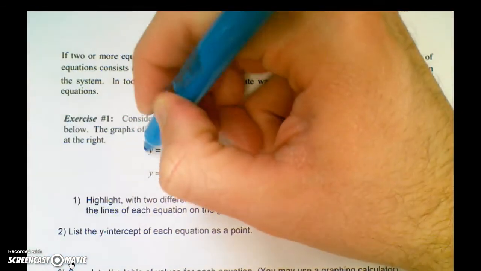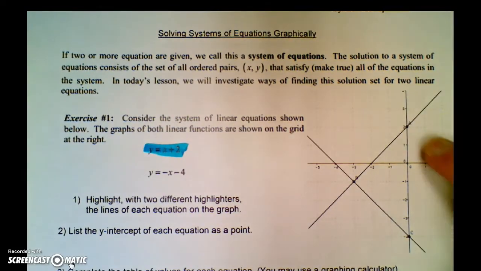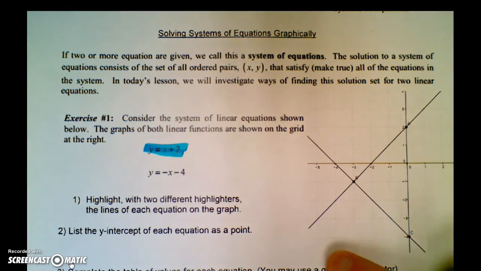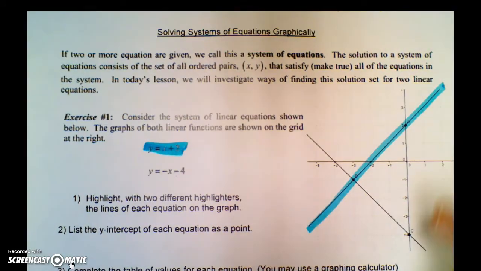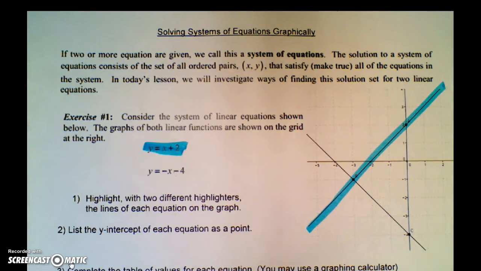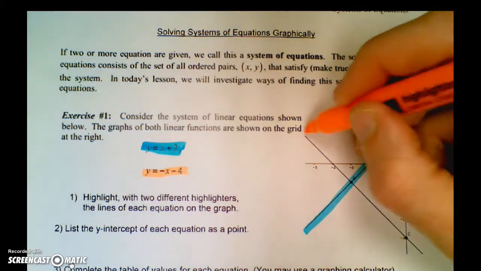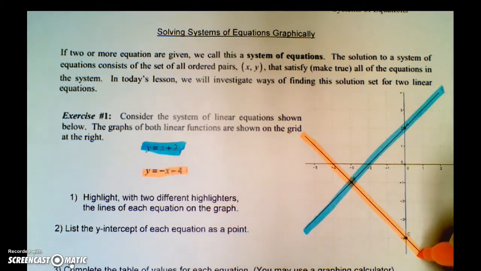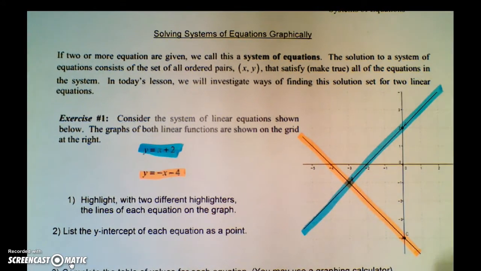Y equals x plus 2. That means the y-intercept is at 2 and the slope is positive, so it's got to be this one. And the second one, y equals negative x minus 4, is my other equation. The y-intercept is negative 4 and the slope is negative.